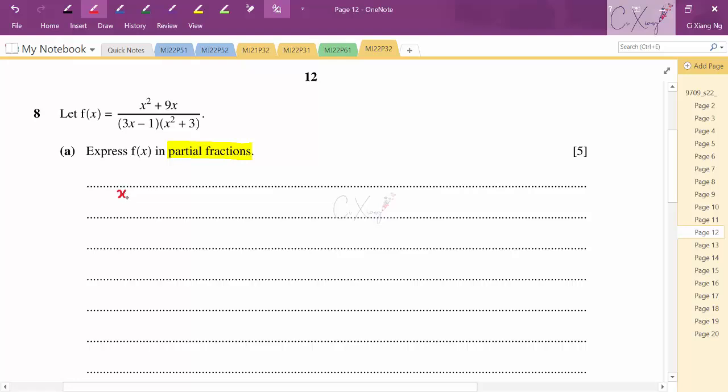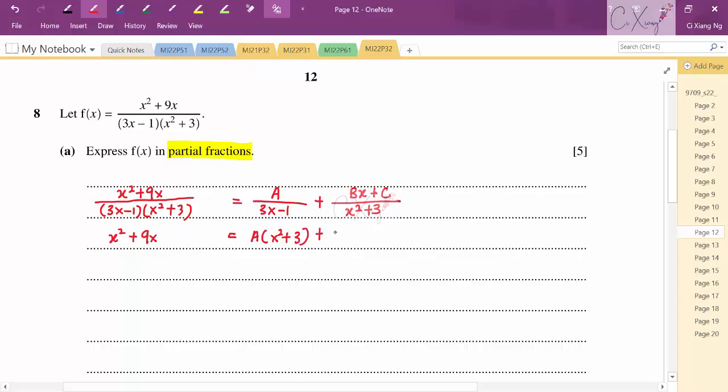All right, so I'm having x squared plus 9x divided by 3x minus 1 and then x squared plus 3. So I can rephrase it into partial fractions with A over 3x minus 1 and also B. Okay, so we are having the quadratic factor, right? x squared plus 3. So since this is a quadratic factor, therefore our numerator should be Bx plus C. Okay, so I want to make the whole denominator disappear, so I multiply the whole equation by the denominator.